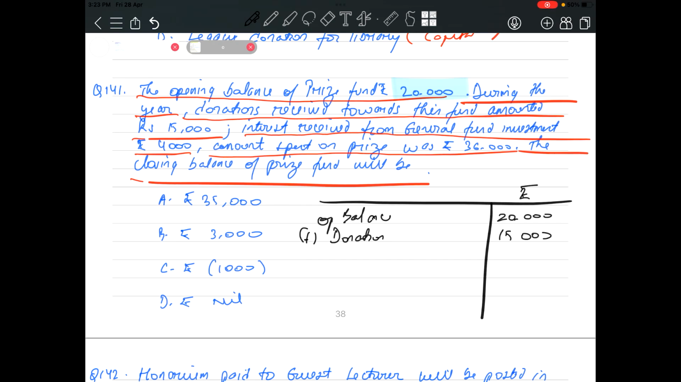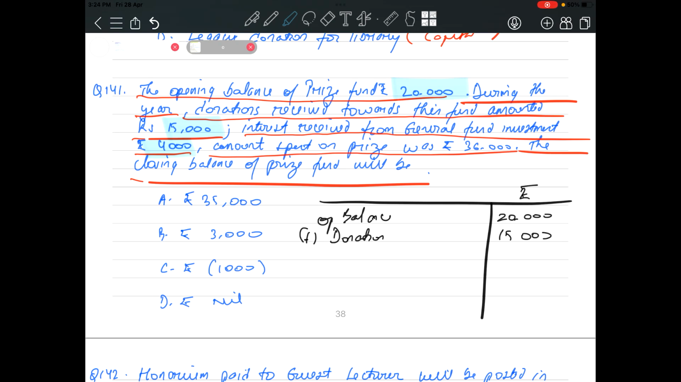Donation of how much? 15,000. Donation of 15,000 will be added. Now we have received interest of 4,000. Now one question to you, will this interest amount come on the prize fund account? No, right? Because this is not related to the prize fund.